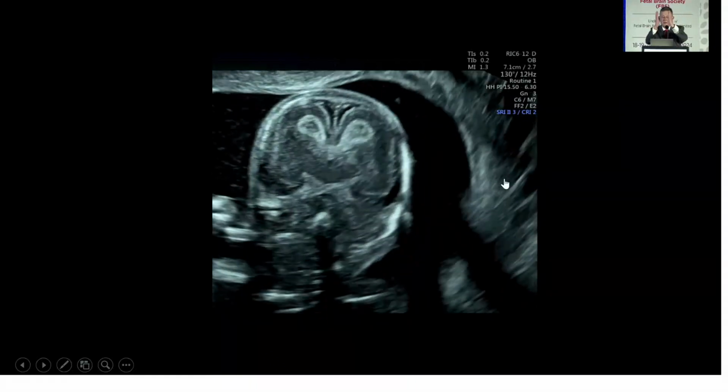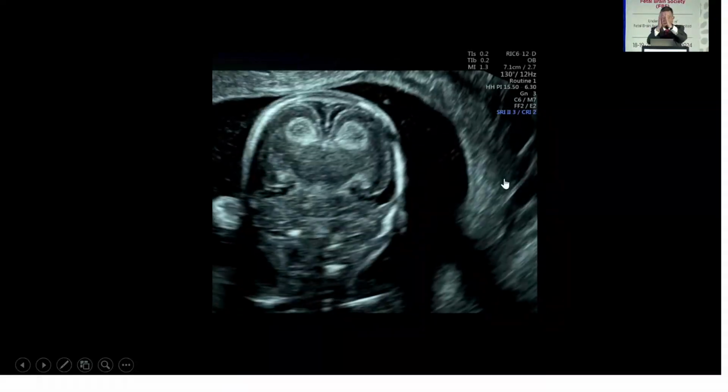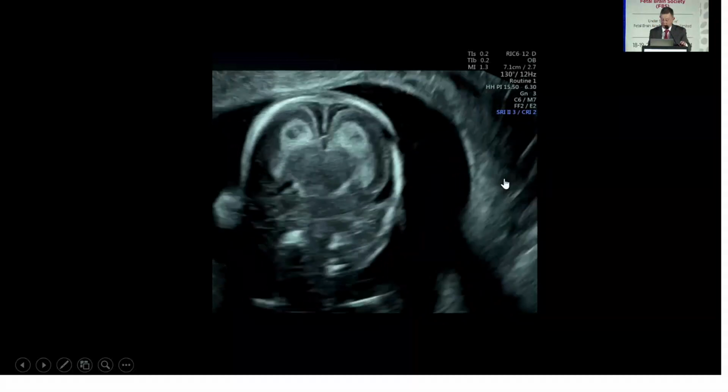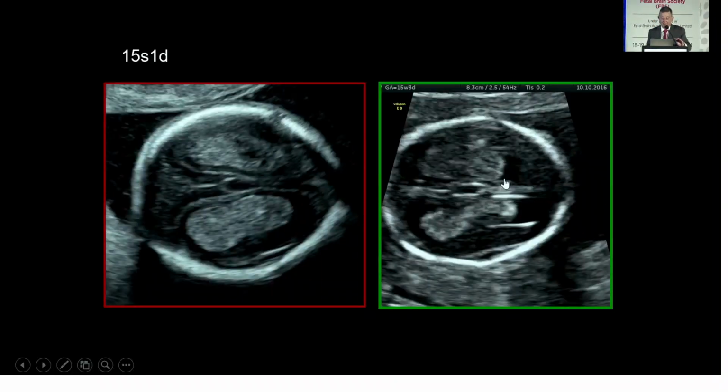Early in pregnancy, the brain hemispheres should touch. If you have fluid, you should suspect something. And here I put one to compare how big the difference is. This is normal at 15 weeks. You see that the hemispheres are very close to one another.